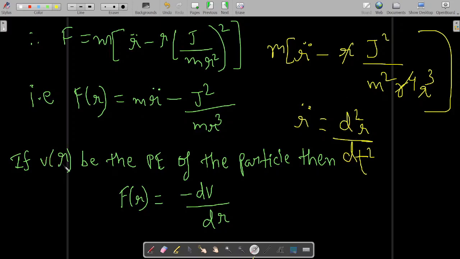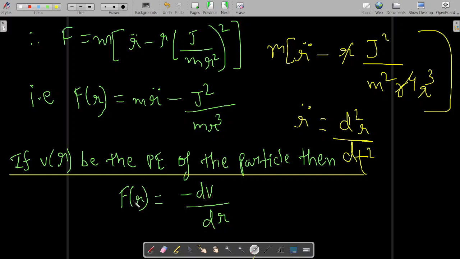Now if V of r is the potential energy of the particle, then F of r will be equal to minus dV by dr. Because it is the rate of change of potential, not with respect to time but with respect to the radius vector, the radial vector. So F of r is equal to minus dV by dr, the rate of change of potential with distance. That is what force is. Radial force is equal to minus dV by dr.